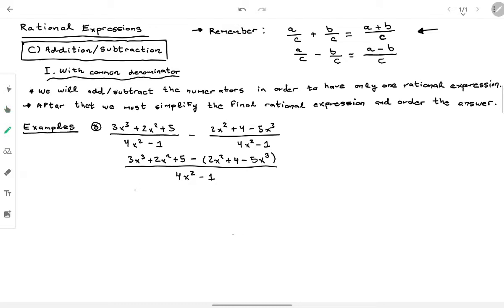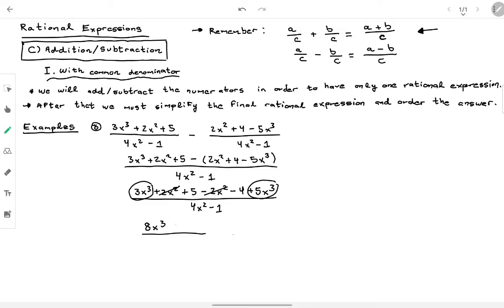So let's see, it's going to be 3x cubed plus 2x squared plus 5 minus 2x squared minus 4 plus 5x cubed, all of it divided by 4x squared minus 1. So 2x squared minus 2x squared will disappear. We will do like term simplification, and it's going to be 8x cubed. 5 minus 4, it's going to be plus 1. All of it divided by 4x squared minus 1.